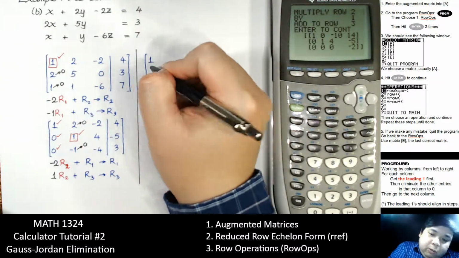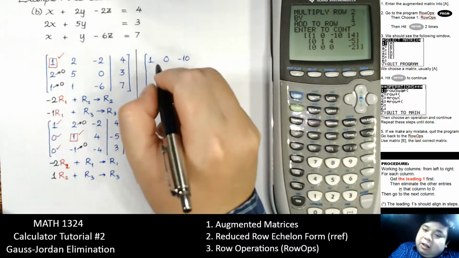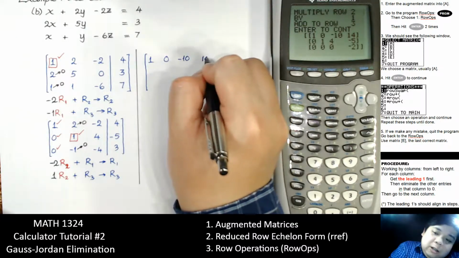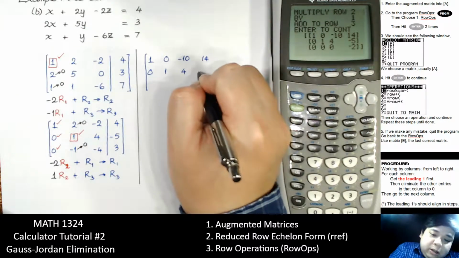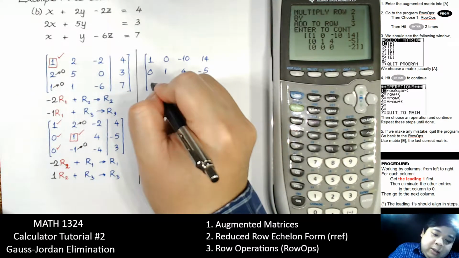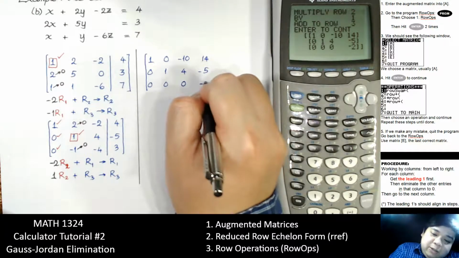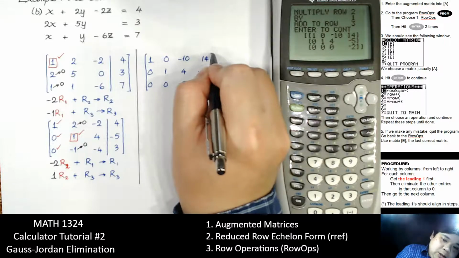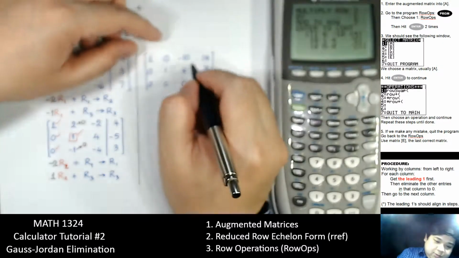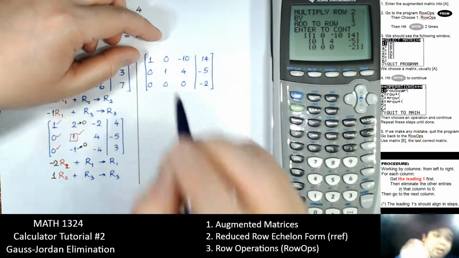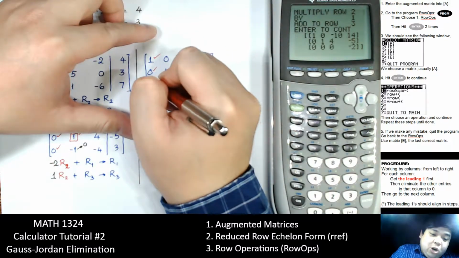Right, 1, 0, -10, 14, 0, 1, 4, -5, 0, 0, 0, and -2. Right. Now let's check. I have 1, 0, 0, which is good.